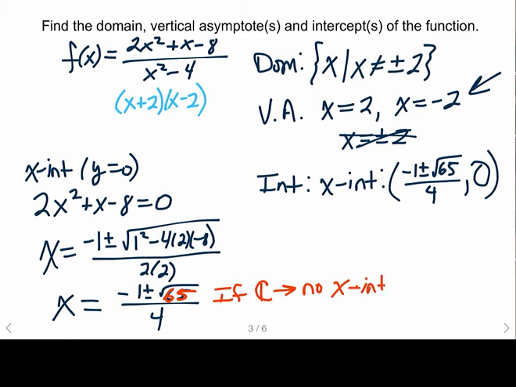Finally, we're going to consider the y-intercept, and remember the y-intercept is going to be obtained by evaluating f at 0. The numerator being 2x squared plus x minus 8, if x is 0, is negative 8. The denominator being x squared minus 4, if x is 0, is negative 4. This reduces to 2, giving us a y-intercept of 0, 2.